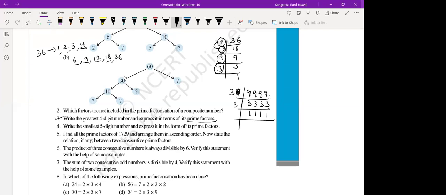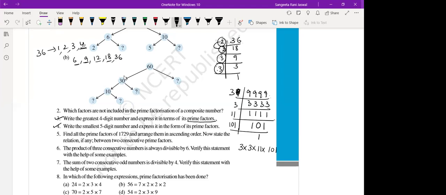Now next number, which one can be there? If I take 11, 11 ones is 11. Then I drop down one more, I get 0, then 1. So that's 101. Now 101 is a prime number, so it has no factor, right? So all prime factors for this are 3 into 3 into 11 into 101. Understood this? Yes, ma'am. Okay, now do the next one.